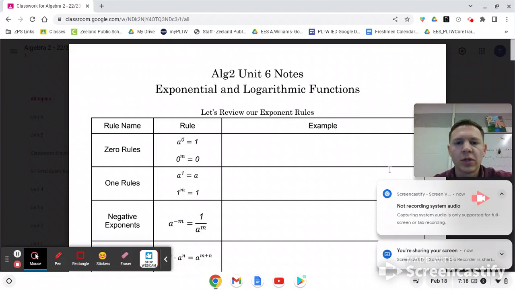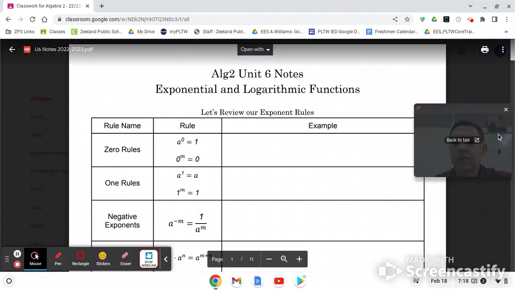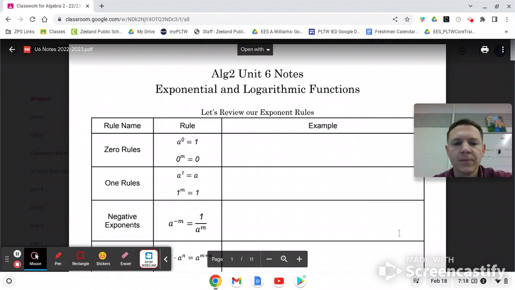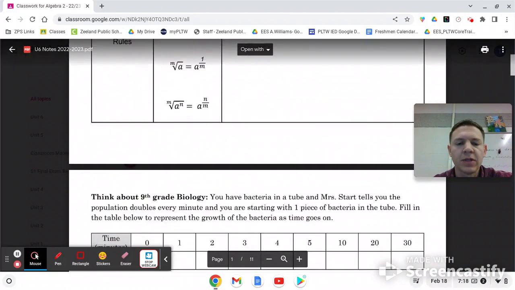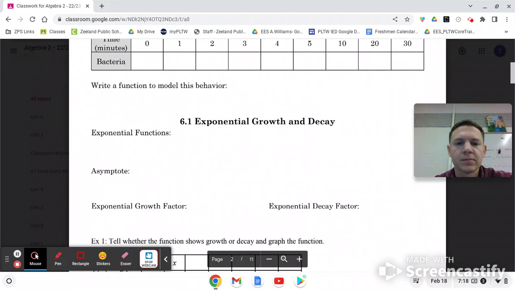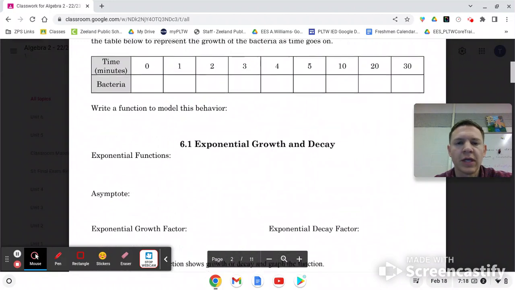Hello, welcome to a short lesson on Chapter 6, 6.1, Exponentials, specifically exponential growth and decay.